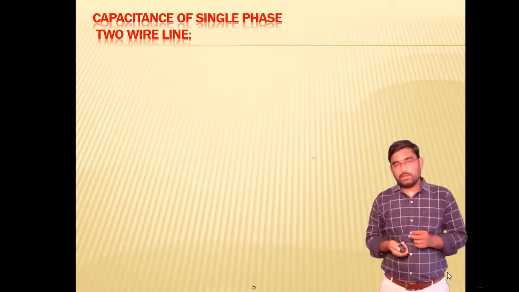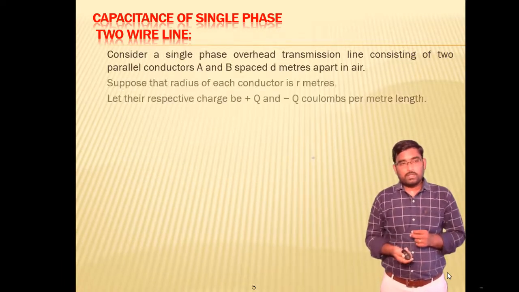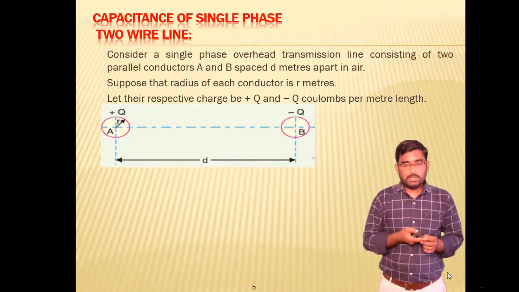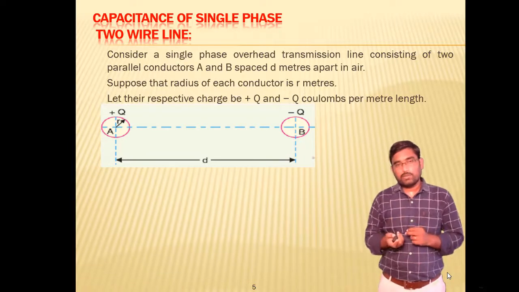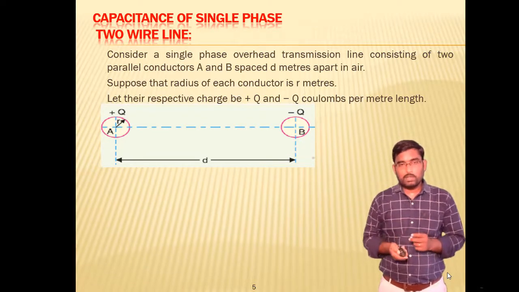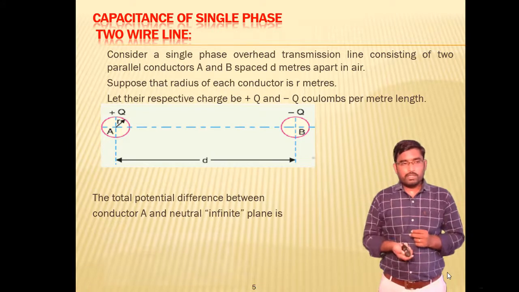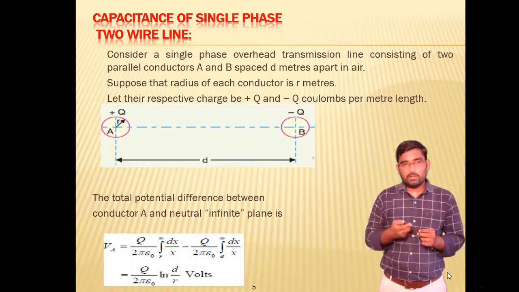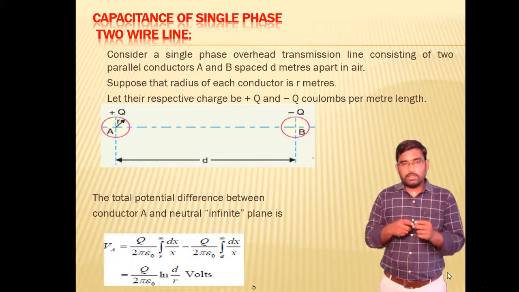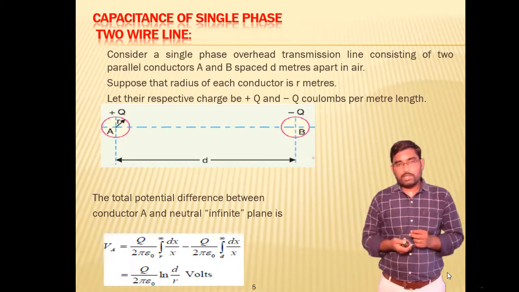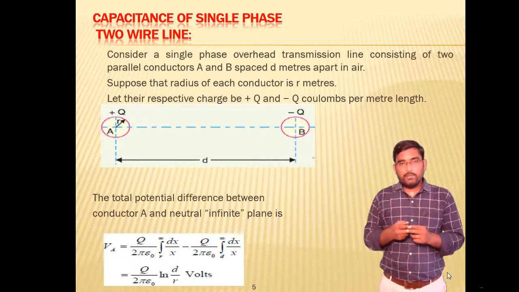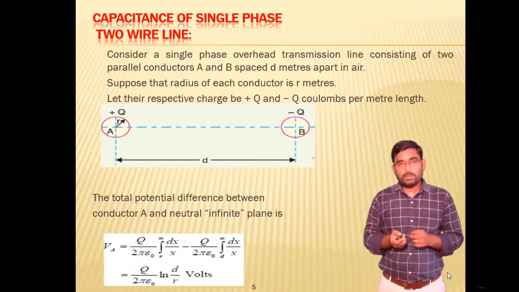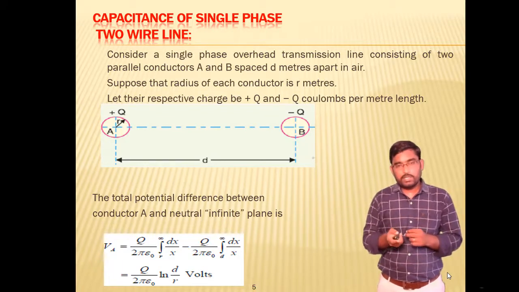Now, let us see the capacitance of a single phase 2-wire line. Let us take two conductors having a radius of R meters, where the charge on conductor A is plus Q and the charge on conductor B is minus Q. The distance between the two conductors is D meters. If you write the potential at conductor A, it will be Q by 2 pi epsilon naught, integral from R to infinity of dx by x, minus, the potential at conductor A because of the charge on conductor B, which is minus Q, by 2 pi epsilon naught, integral from D to infinity of dx by x.